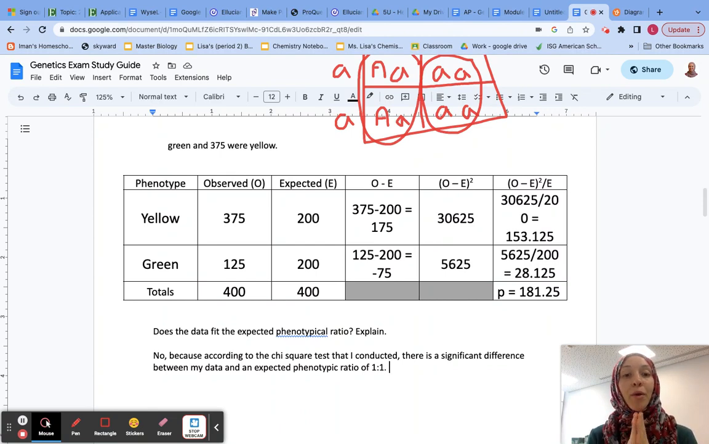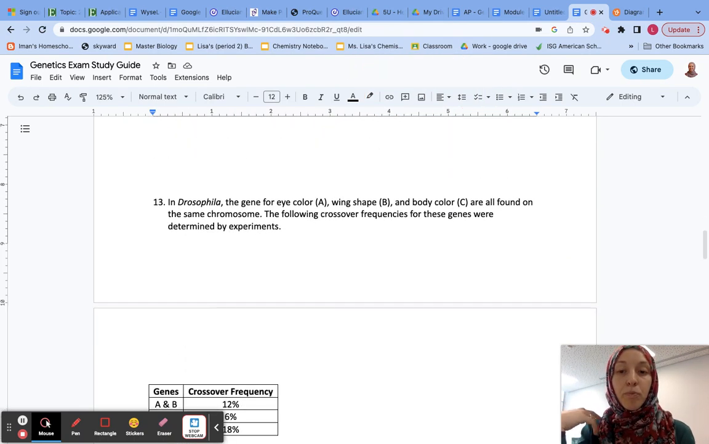So we would do these kinds of chi-square tests to help us determine if these alleles are actually sorting independently of one another, okay? So those would be some reasons why we would not get what we expected from a chi-square test.